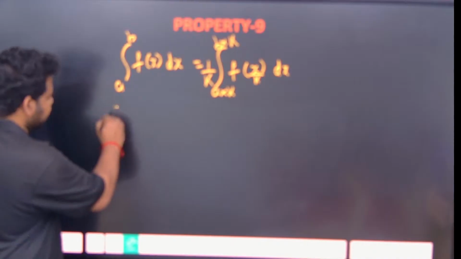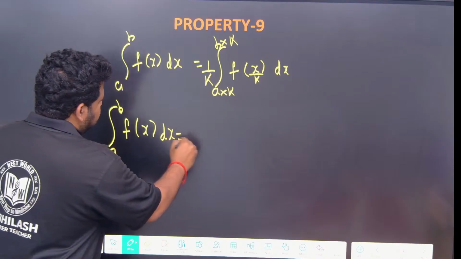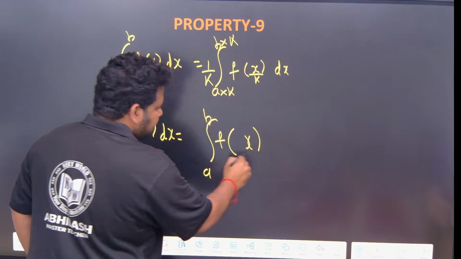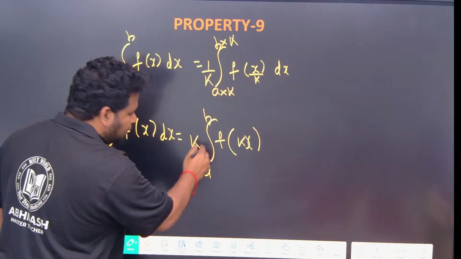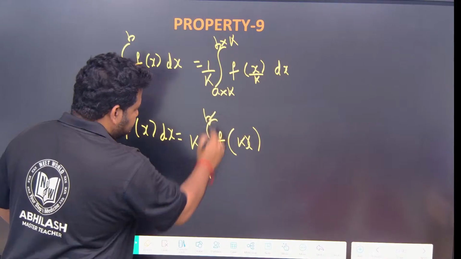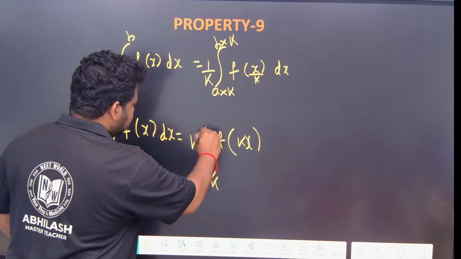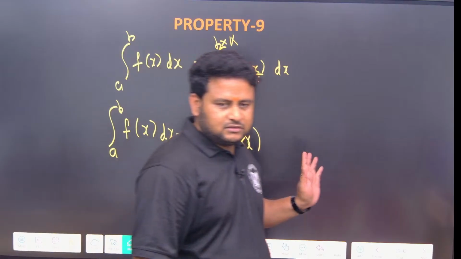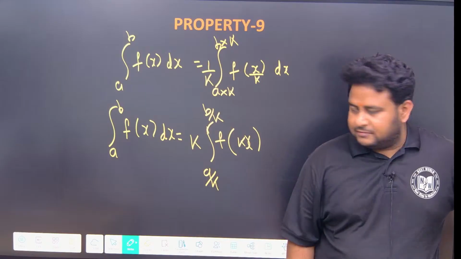Now if I write the same thing, integral a to b of f of x dx, and if I multiply by some constant k, here also I should multiply by constant k. Here it is multiplication, here also it is multiplication. But what will happen to the limits? Division. So this will become a by k, and this will become b by k. Understood, everyone? These two properties are very important, property number 8 and also property number 9. Please make a note of it.